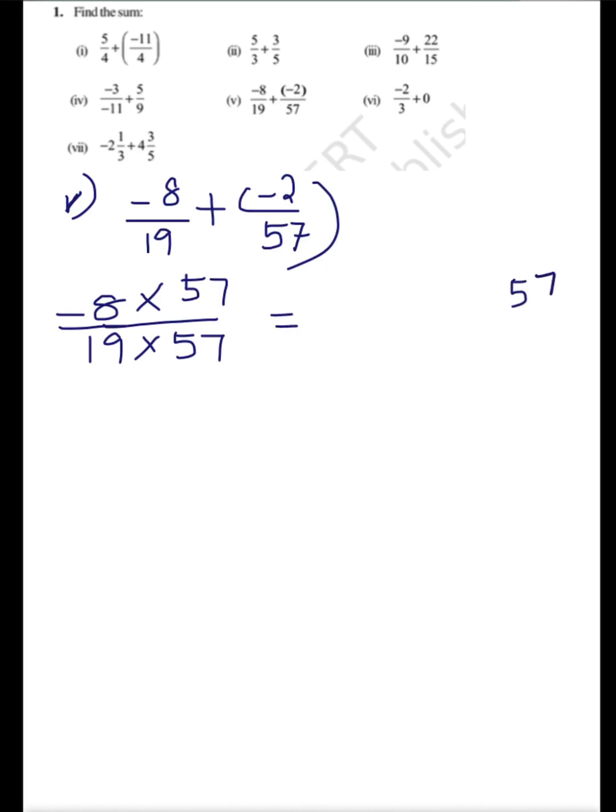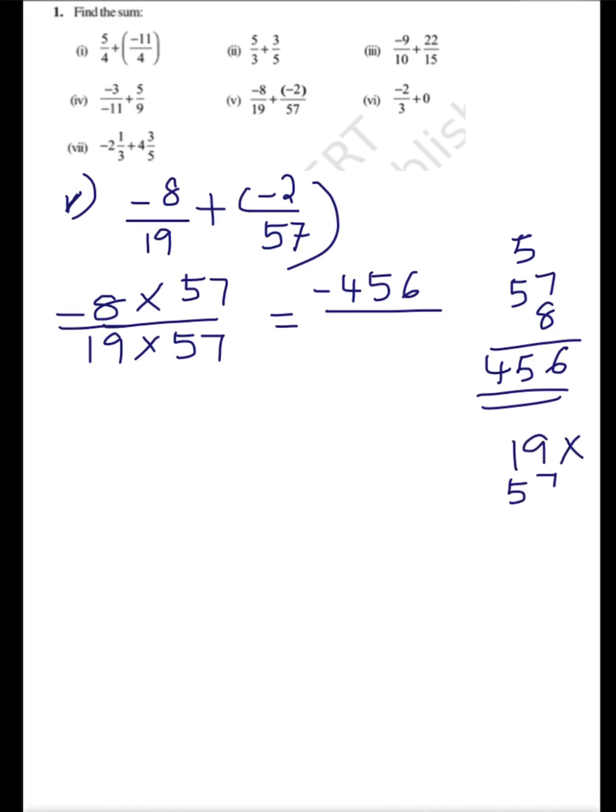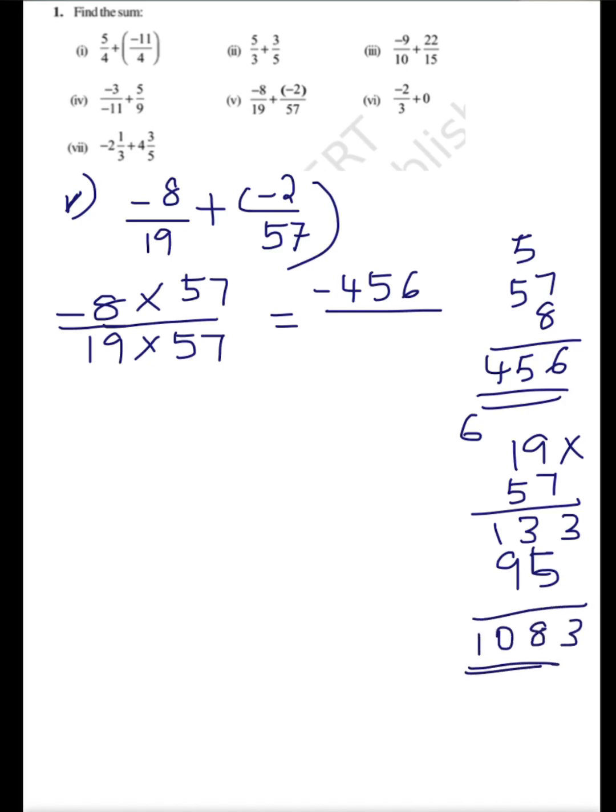Now what is minus 8 into 57? Let's multiply it. That is 57 into 8. 7 into 8, 56. 5 into 8, 40, 45. 456. So here, since there is a minus sign, the answer will be minus 456 divided by 19 into 57. Let's do it. 19 into 57. 9 7s are 63. 9 5s are 45, carry 4... so 1083. So 1083 will be the denominator.